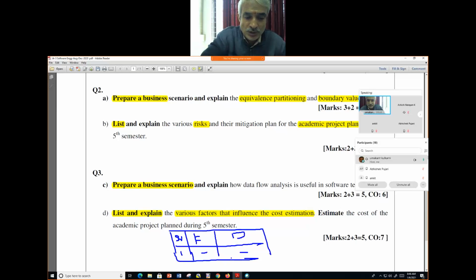Very clear? That part is theoretical; you can refer to a book and write it. Yes, sir. Theoretical. But now the second part is to estimate the cost of the academic project plan. How do you estimate it?